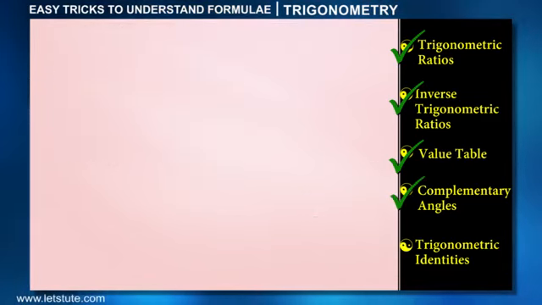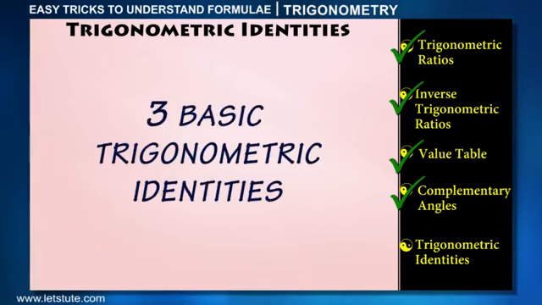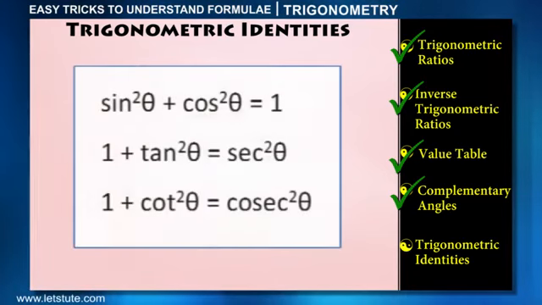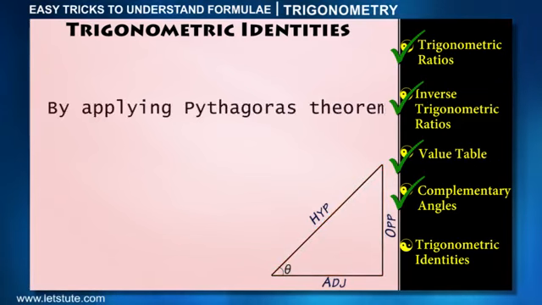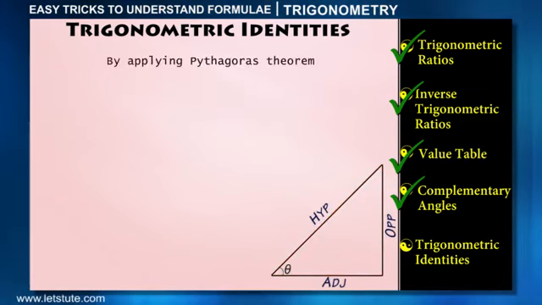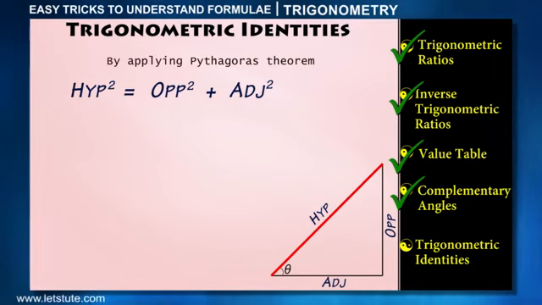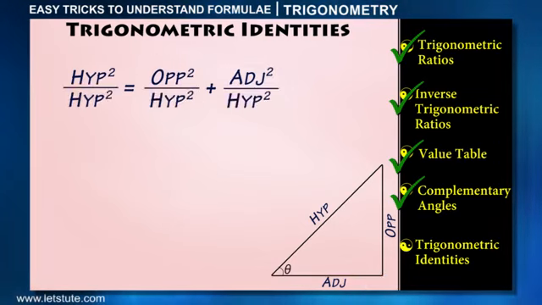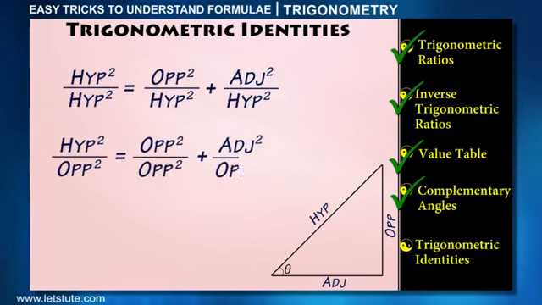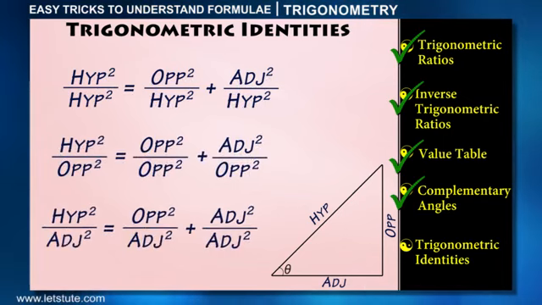Now next thing that we are going to learn is about the three basic trigonometric identities. Pythagoras theorem is the very first step in getting these three. So in this right angle triangle, if we apply Pythagoras theorem, we write hypotenuse square is equal to opposite side square plus adjacent side square. Divide these thrice, once by hypotenuse square, then by opposite side square and then by adjacent side square.